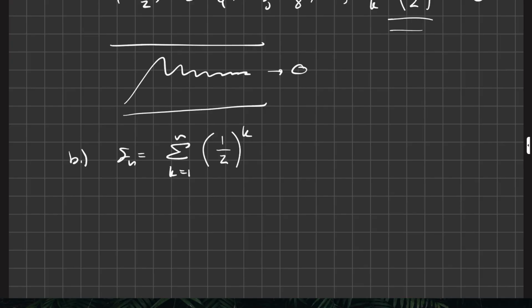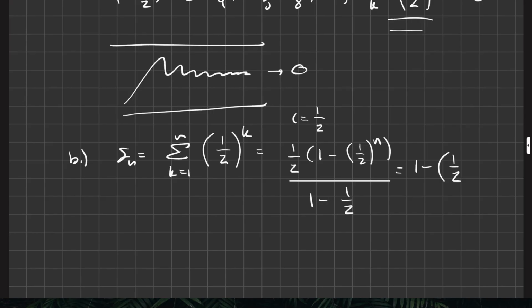Okay, so this is a geometric sequence, so we'll just use the geometric sum formula with a ratio r being 1/2. So we'd have 1/2 times 1 minus (1/2) to the n, over 1 minus 1/2. And this is just 1 minus (1/2) to the n.